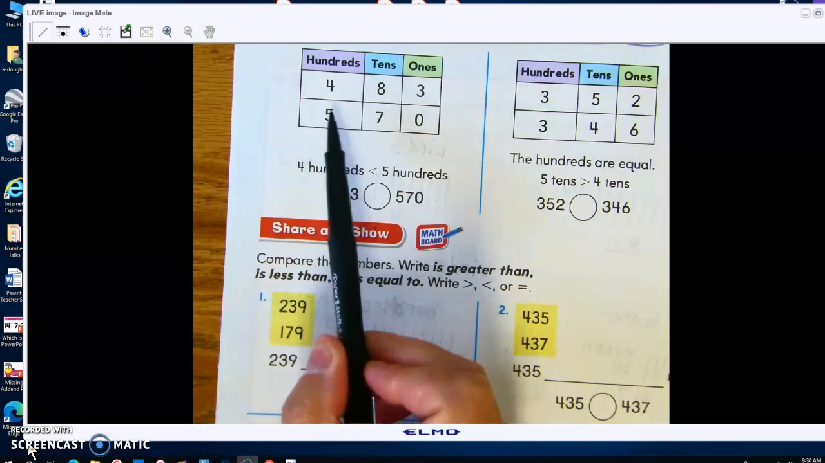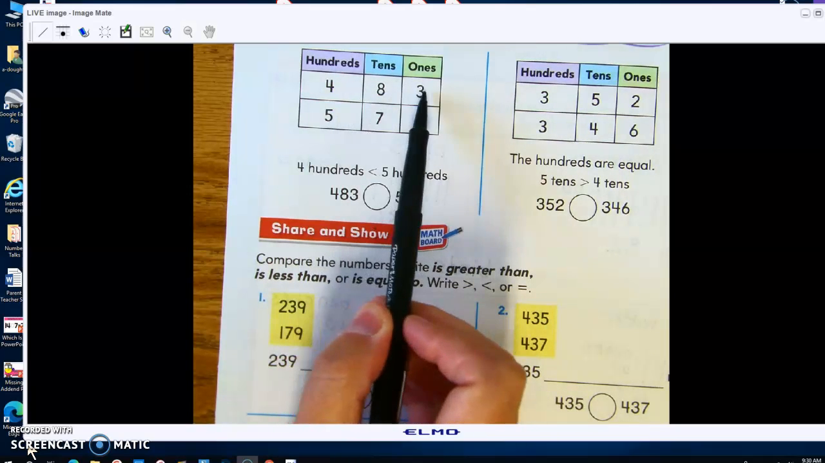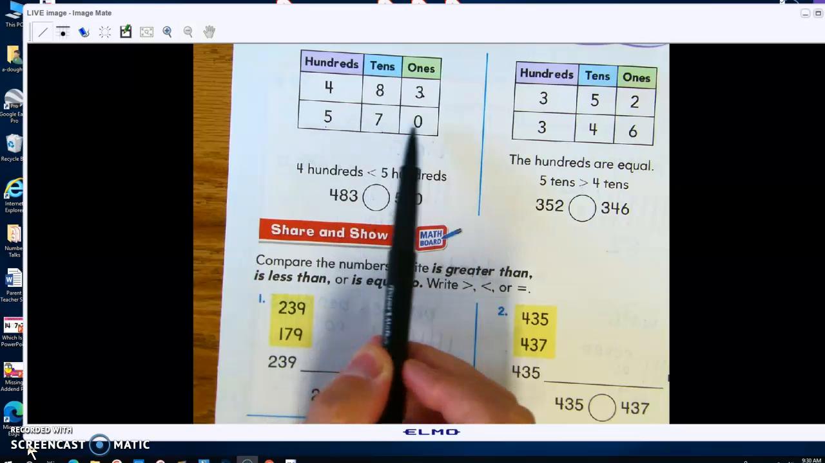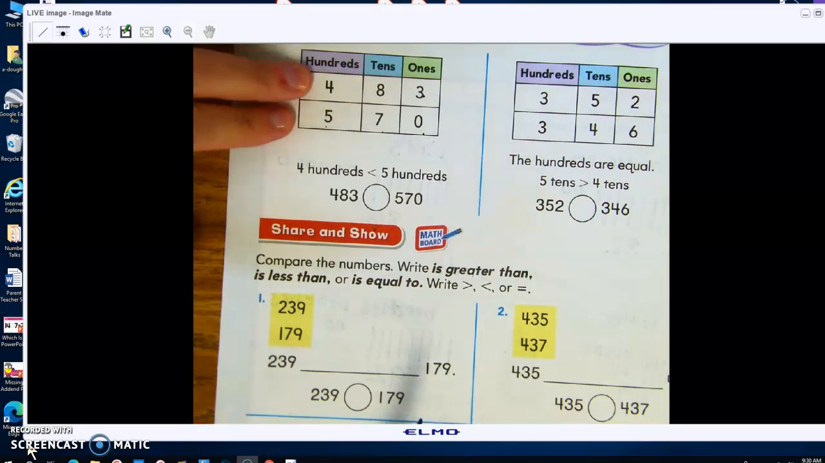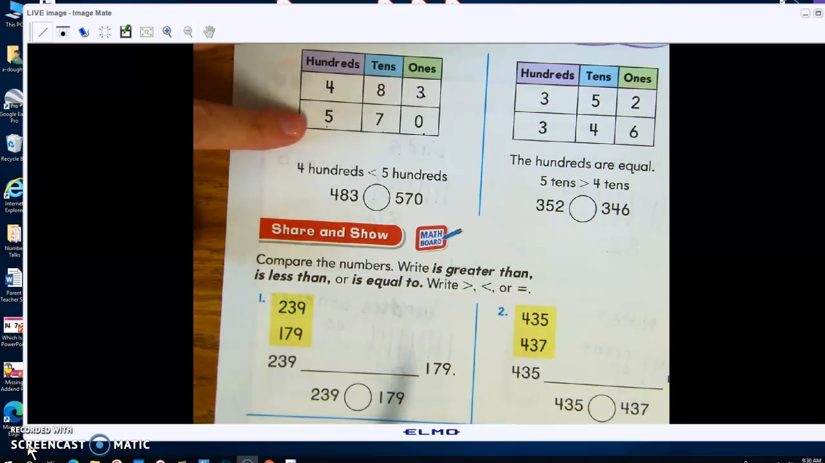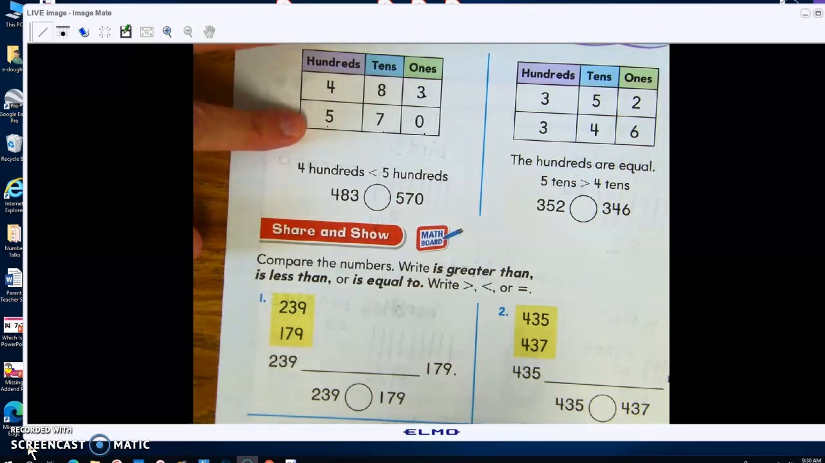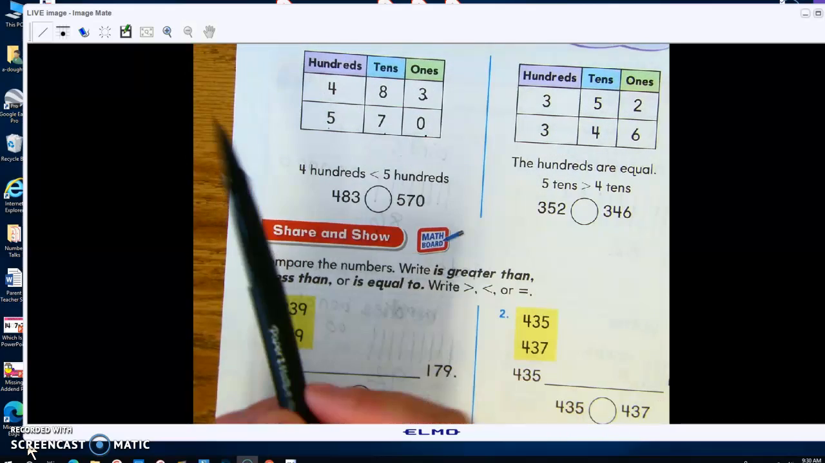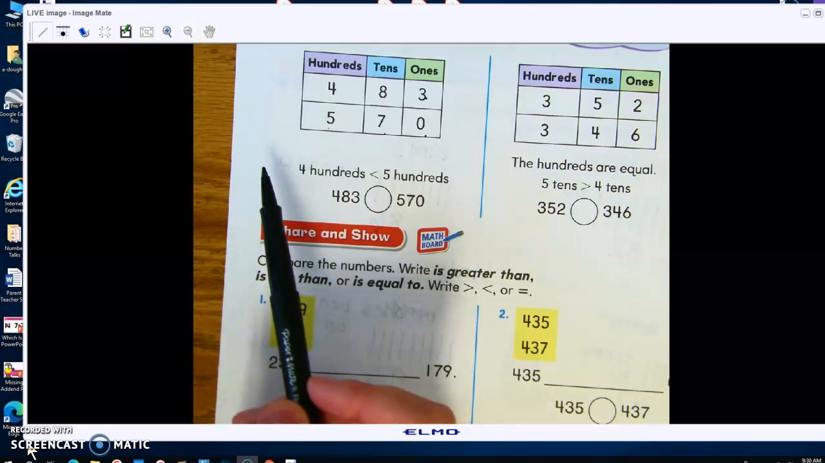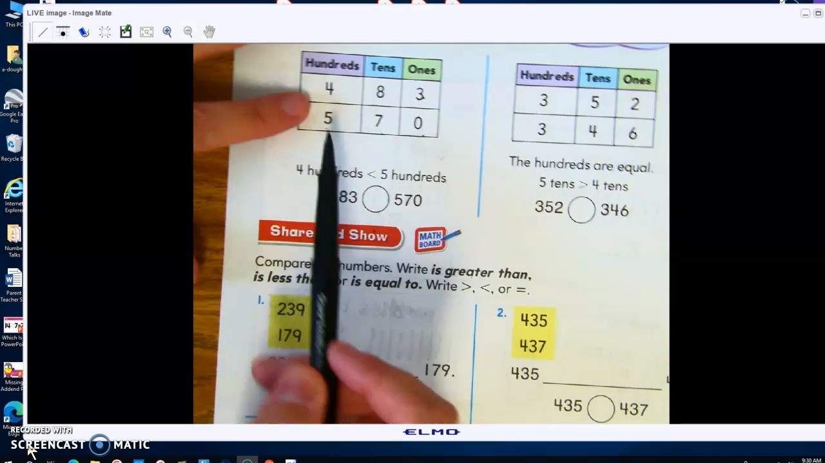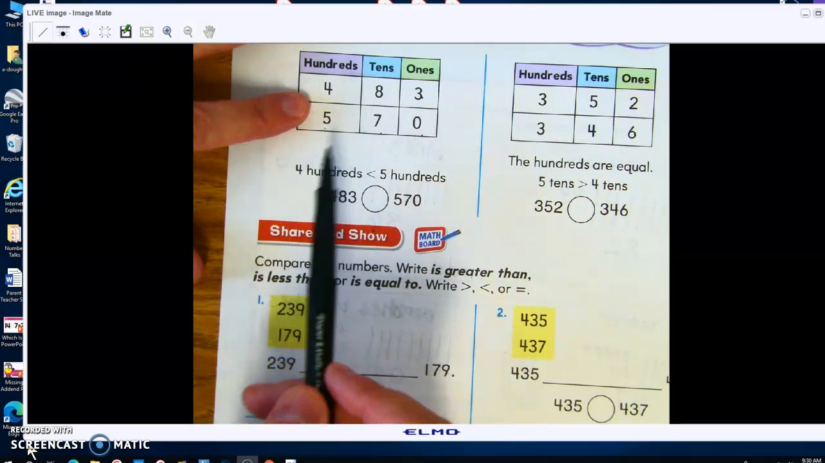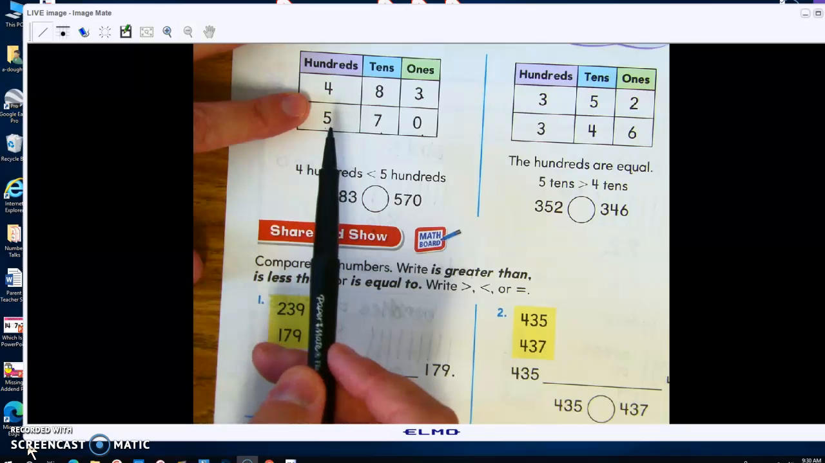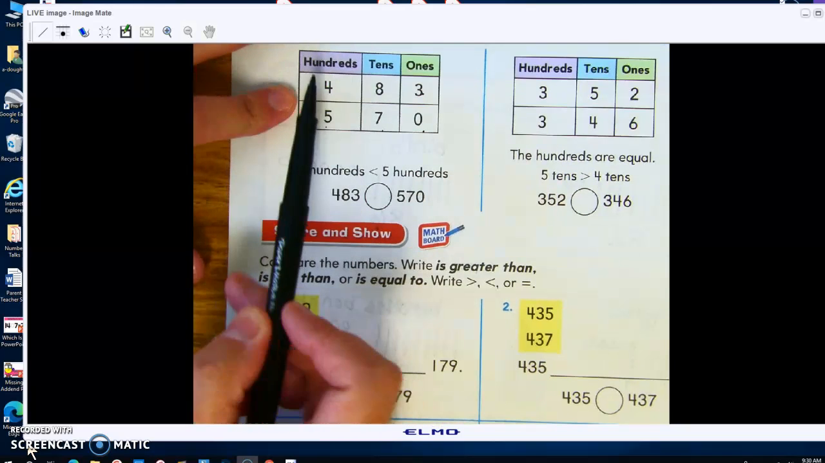All right, we're going to compare 483 and 570. And one thing I like to do when I'm comparing numbers is put one on top of the other. So then I can look at the first number. Now when we add numbers together, I say start on the ones. But when you're comparing numbers, we start on the other side. We look at the biggest number first, the one that's worth the most. And our hundreds are worth more than tens, and our tens are worth more than the ones. Okay? So we start at the hundreds.